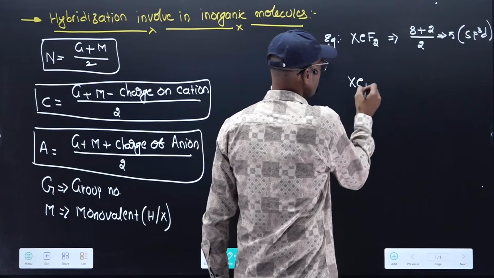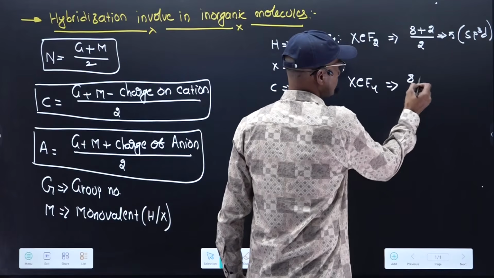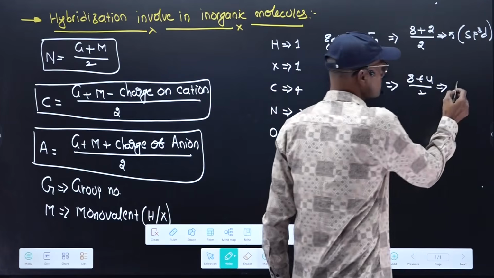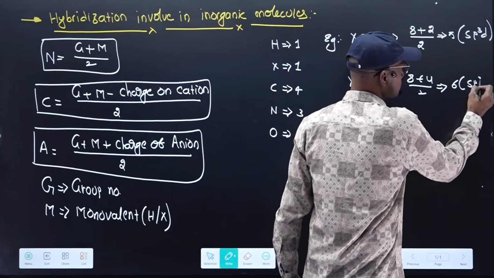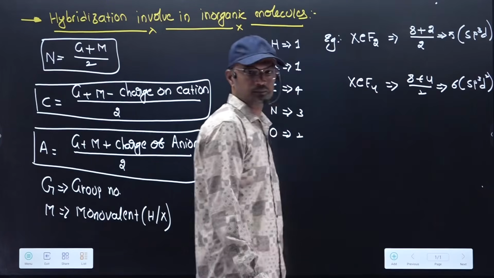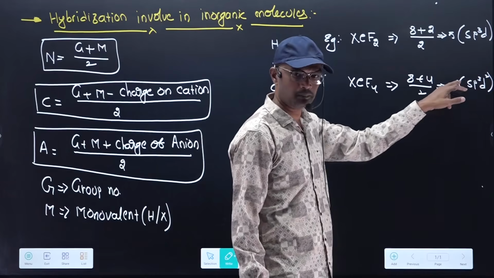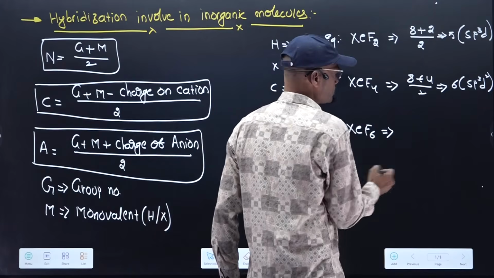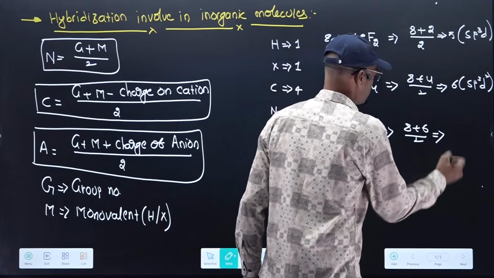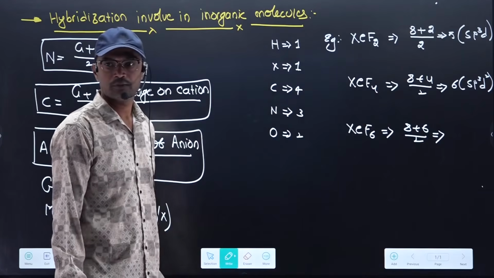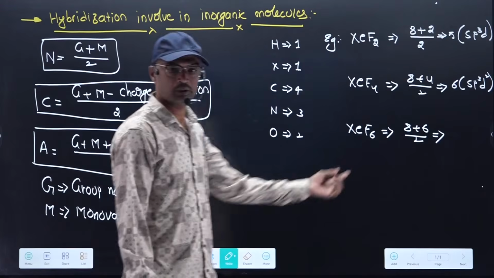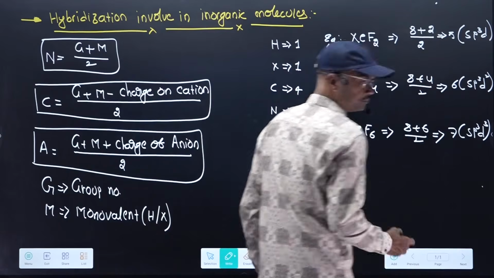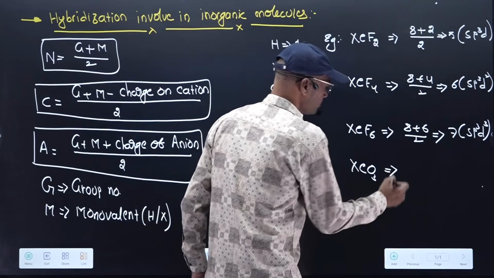Suppose I take xenon tetrafluoride: 8 plus 4 by 2. Then what is your answer? 12 by 2 means 6. 6 means the hybridization is sp3d2. You count these orbitals in total. The total number of orbitals becomes this number. Suppose xenon hexafluoride: xenon 8 plus 6 by 2. How much? 7. So 7 means the hybridization is sp3d3.